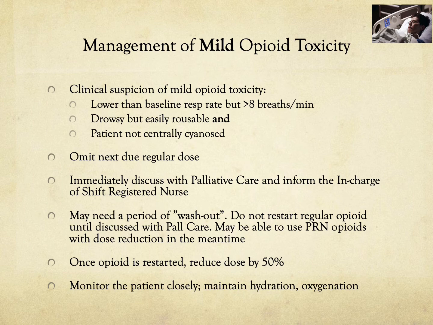Clinical suspicion of mild opioid toxicity is if the patient has a lower than baseline respiratory rate but still greater than 8 breaths per minute, is drowsy but easily rousable, and not centrally cyanosed. Omit the next regular dose, immediately discuss with palliative care, and inform the in-charge registered nurse. Most likely management will involve waiting for some of these symptoms and signs to resolve and reducing the ongoing regular opioid dose. Naloxone is not required.